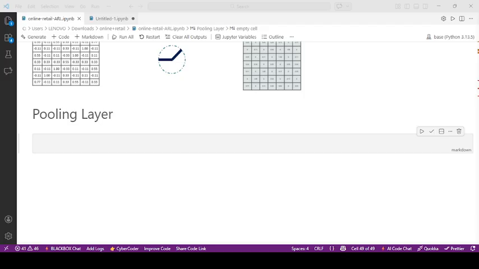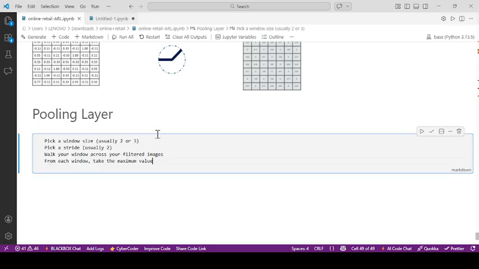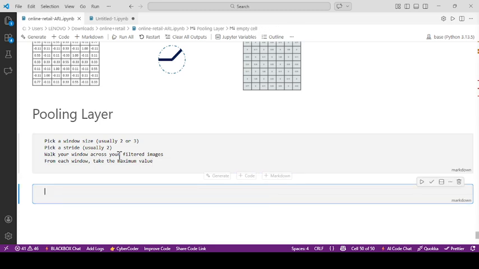So we do this pooling operation by implementing, again, 4 steps. Okay, so what are those 4 steps? These are what they are. First, we pick a window size, actually 2x2 or 3x3, we select the first window. After that, we pick a stride. And next, we walk our window across the filtered image.